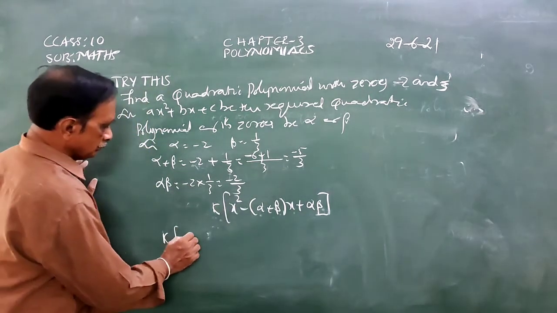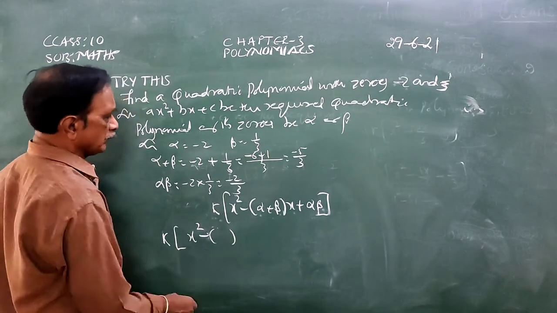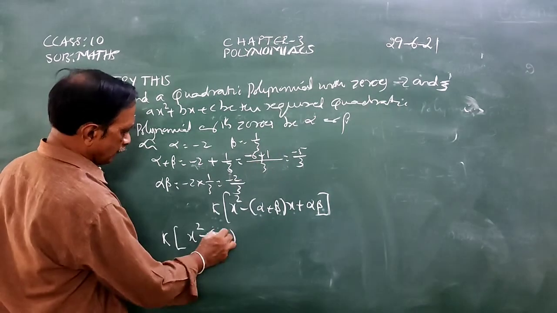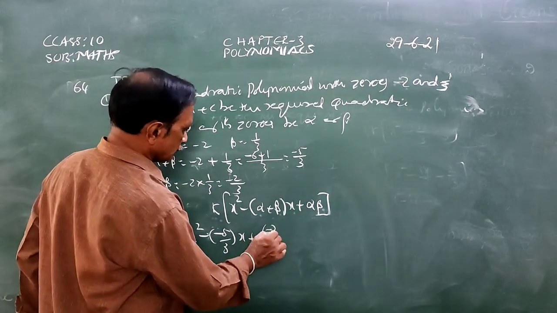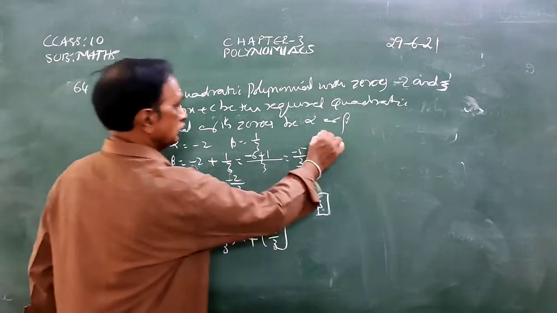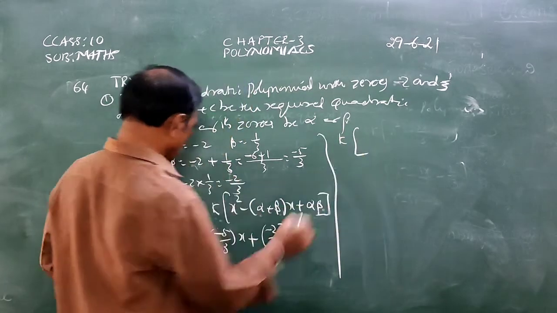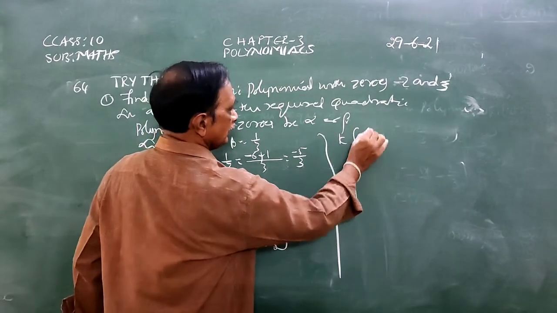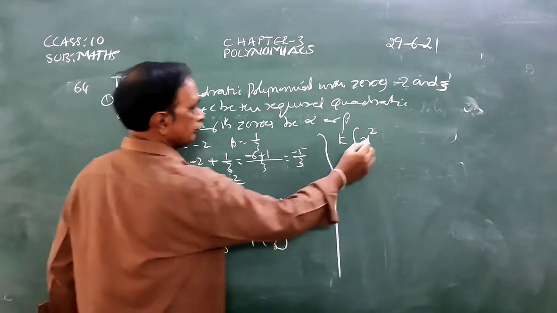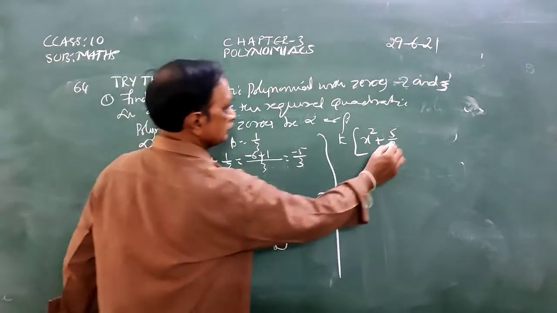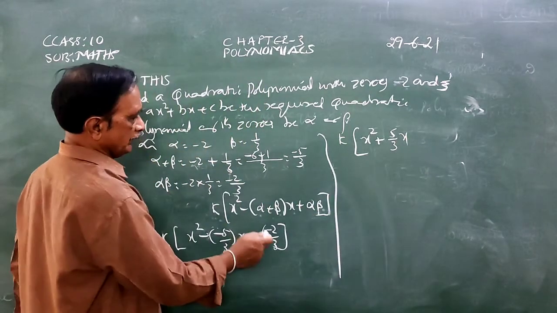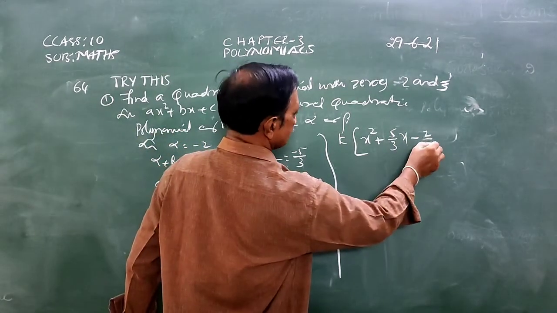k into x square minus half. What is alpha plus beta? Minus 5 by 3 into x plus what is alpha beta? Minus 2 by 3. Now k into x square minus half minus plus 5 by 3 into x plus into minus 2 by 3.